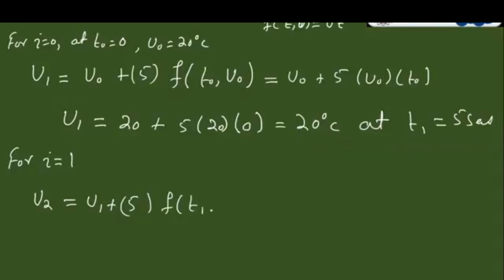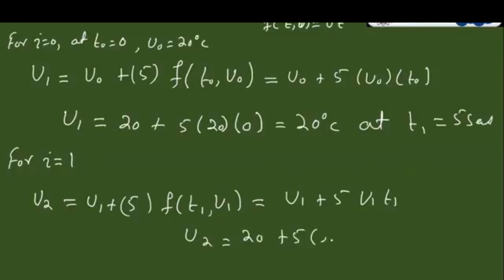So t1 and u1 are these quantities. u1 is 20 again, just by coincidence, and t1 is 5 seconds. It's not necessarily always so, but this is because of the initial condition. So u1 plus 5 times, we know that f(t, u) is equal to ut, which means that to evaluate this function at t1, u1, I have to multiply u1 by t1. You cannot go directly to u2 unless you have computed all the points step by step. So 5 times 20 times 5 seconds.